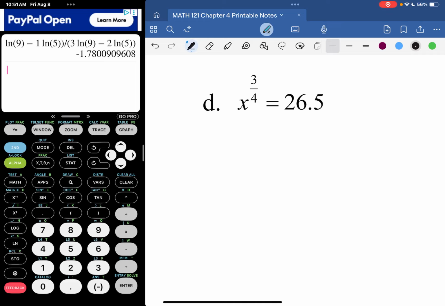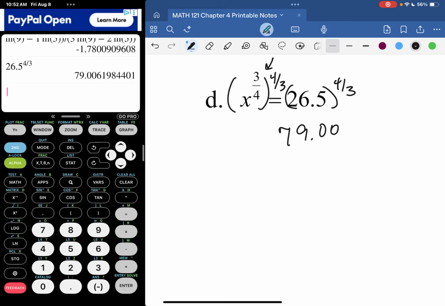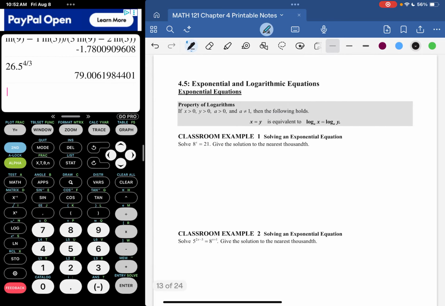I don't understand why. To get rid of a fraction exponent, you raise it to the reciprocal. So 26.5 to the 4 thirds. Whoops. Thirds. 79.0062. All right, and that's conclusion.